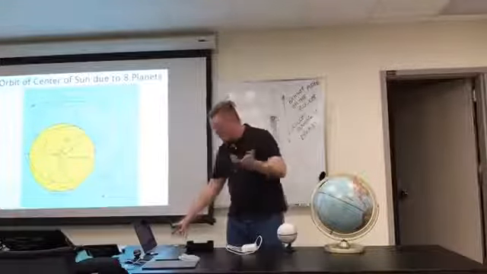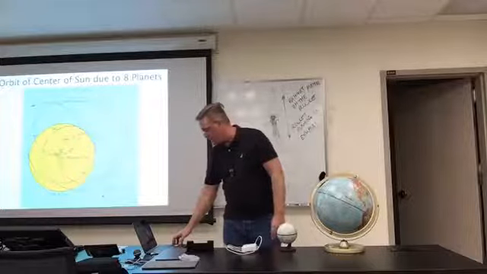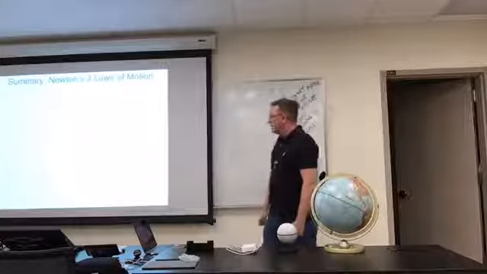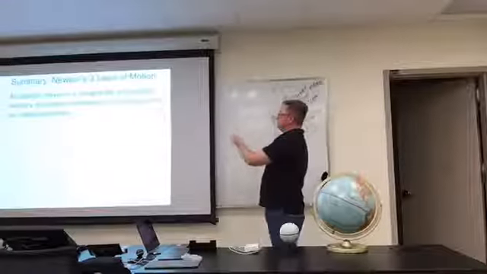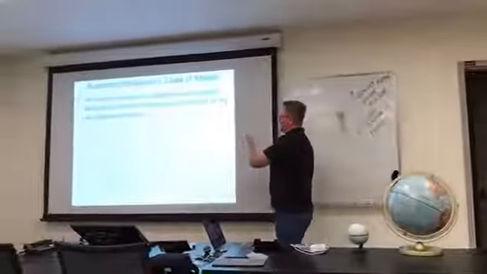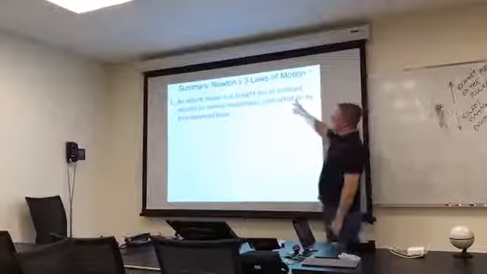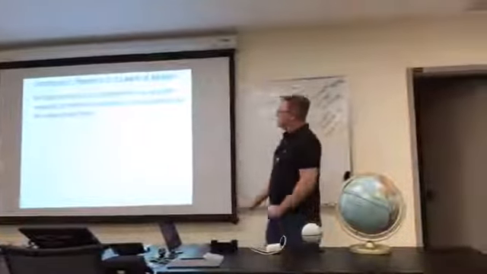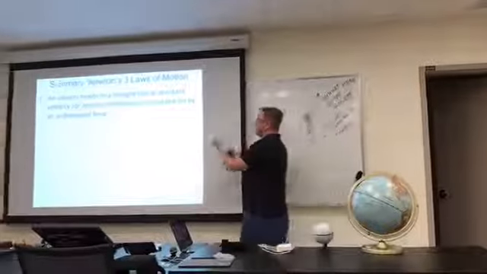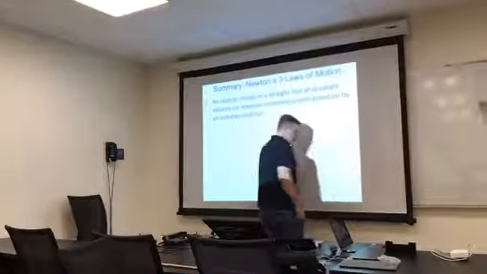So I'm going to summarize Newton's 3 laws of motion, and then we'll end this little section. Newton's first law of motion: an object moves in a straight line at constant velocity, or it remains motionless, until acted on by an unbalanced force. The key highlighted, italicized word there is unbalanced force.